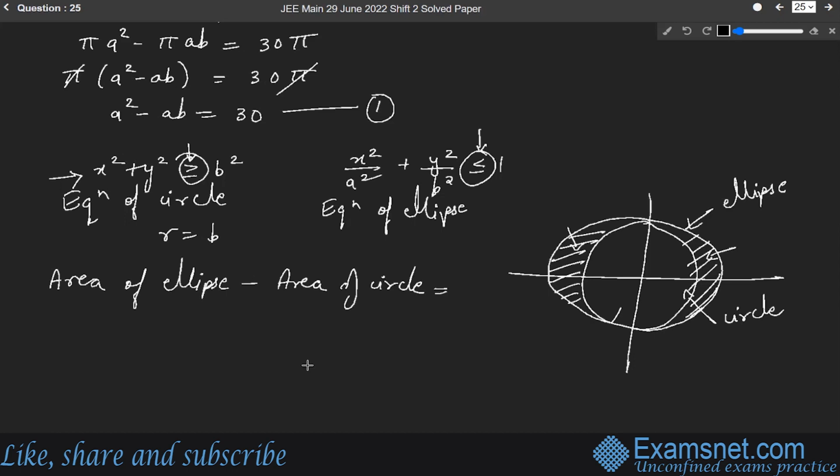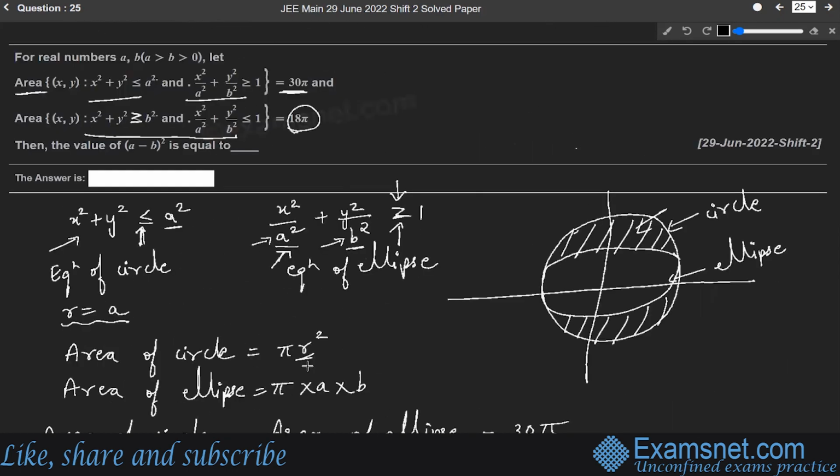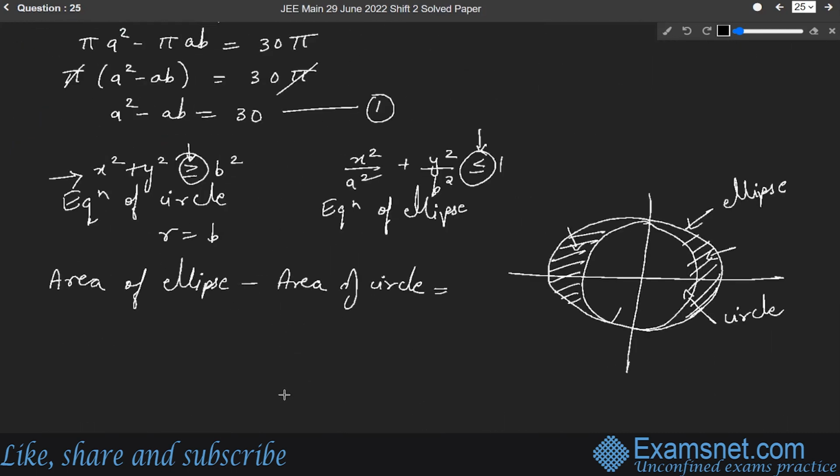And again, its value is given to us. Its value is equal to 18 pi. So this is equal to 18 pi. I hope this step is clear to you. We have to find the shaded area.